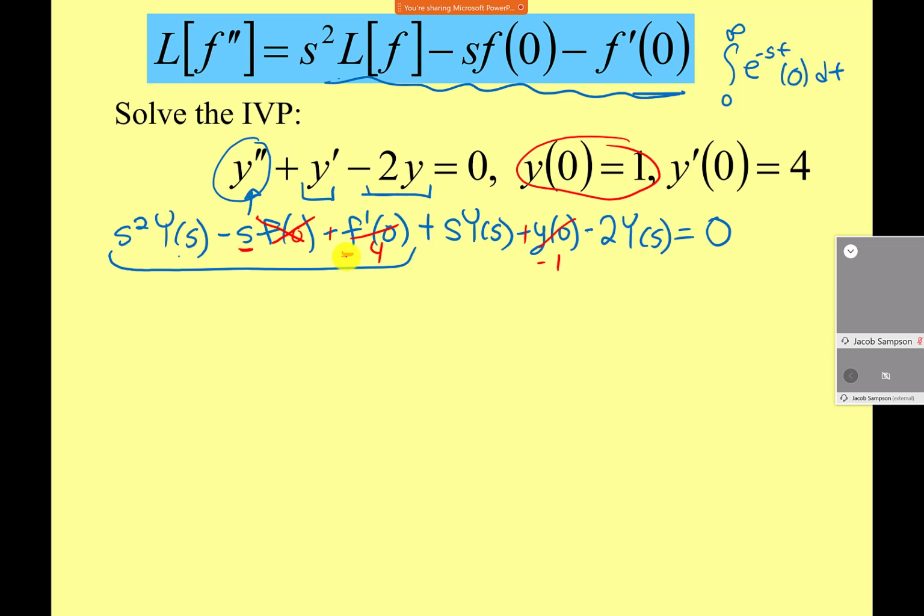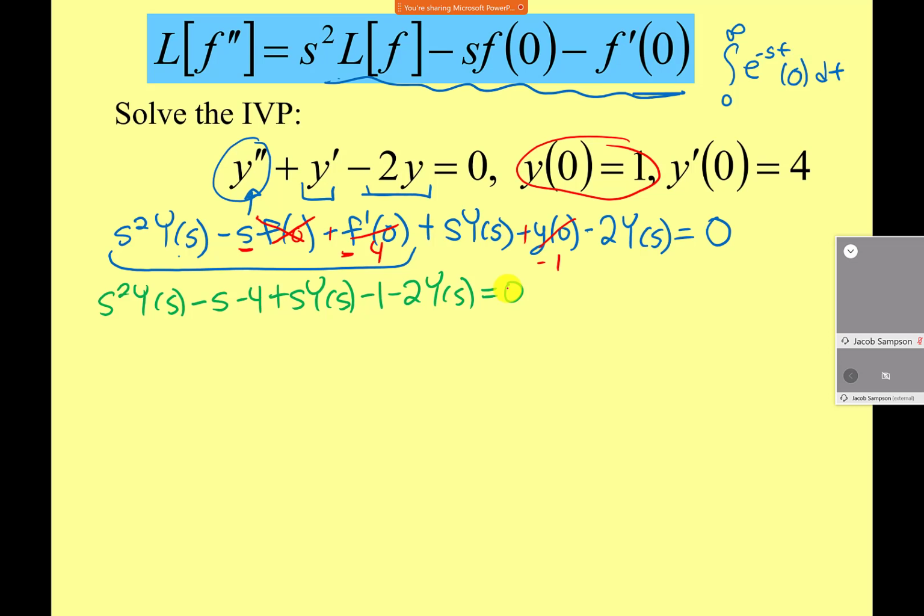Okay, so I put all of the initial values in, but let me rewrite what I have now so I can clearly see what I've got. I've got s squared y of s minus 4 plus s y of s minus 1 minus 2 y of s equals 0. Okay, so that's what we have in Laplace's world, and we're going to algebraically solve for y of s, so get it by itself.